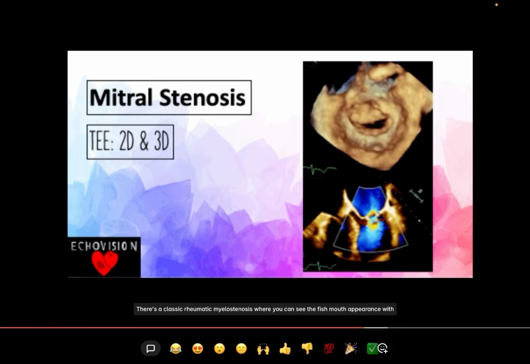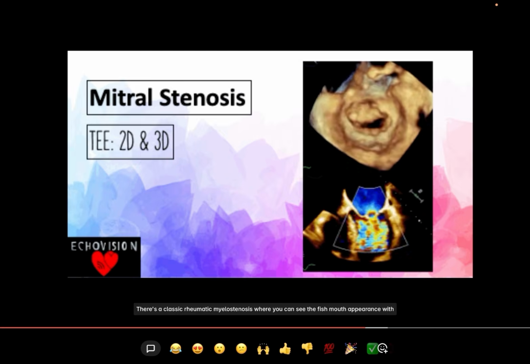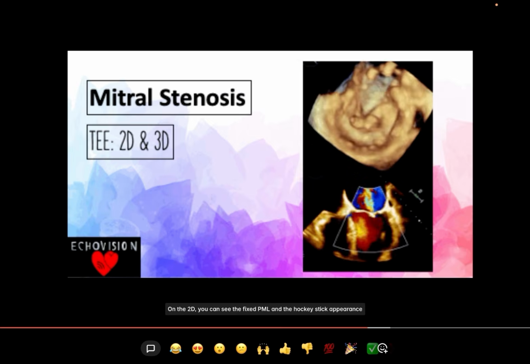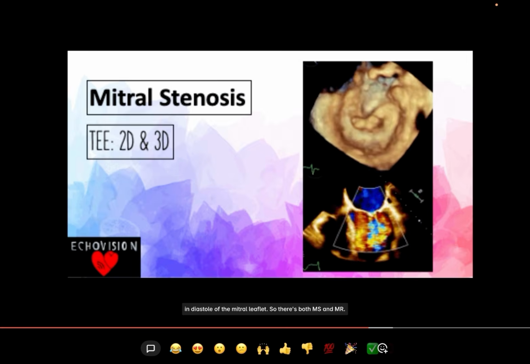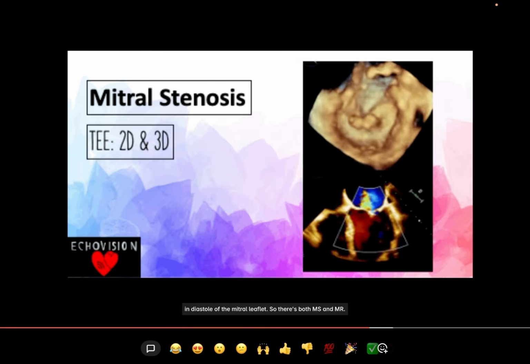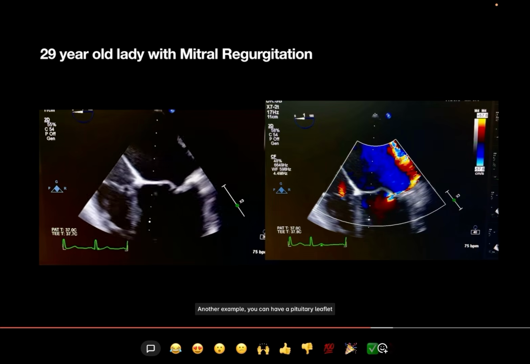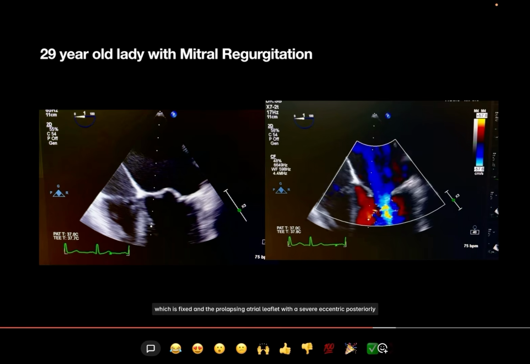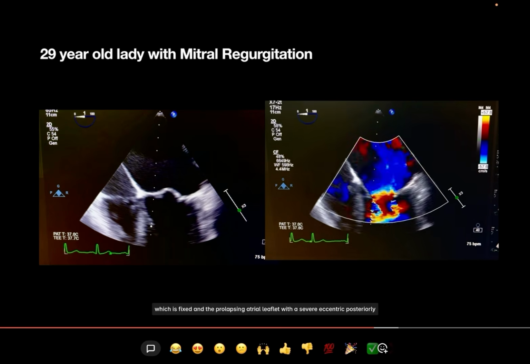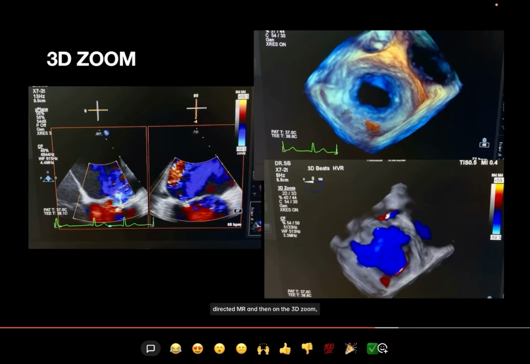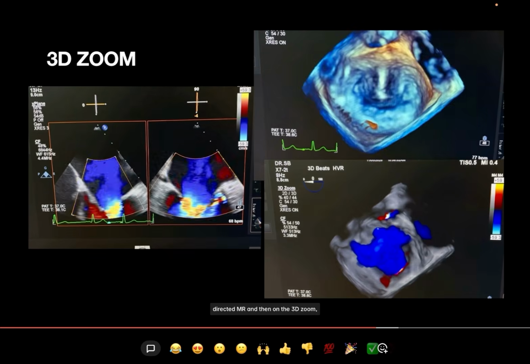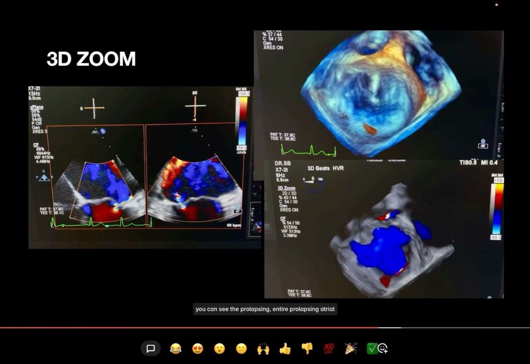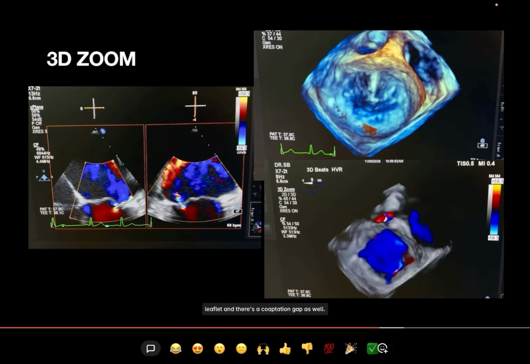There's a classic rheumatic mitral stenosis where you can see the fish mouth appearance with commissural fusion, rolled and thickened out leaflets. On the 2D, you can see the fixed PML and the hockey stick appearance in diastole of the mitral leaflet. So this is both MS and MR. Another example, you can have a P2 leaflet which is fixed and the prolapsing A2 leaflet with a severe eccentric posteriorly directed MR. And then on the 3D zoom, you can see the entire prolapsing anterior leaflet, and there's a coaptation gap as well.